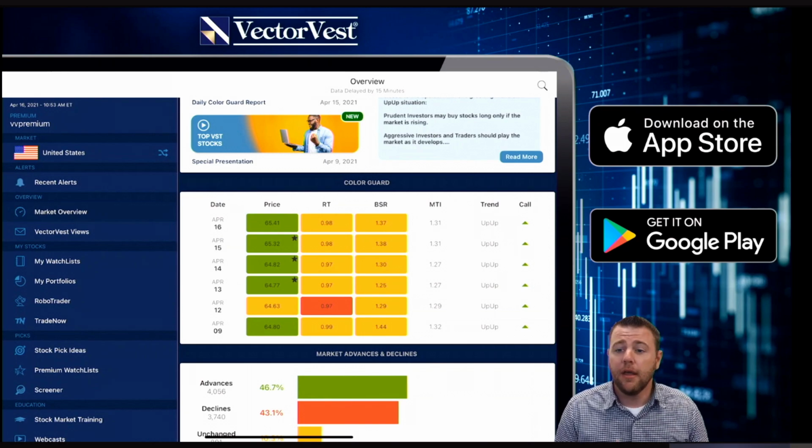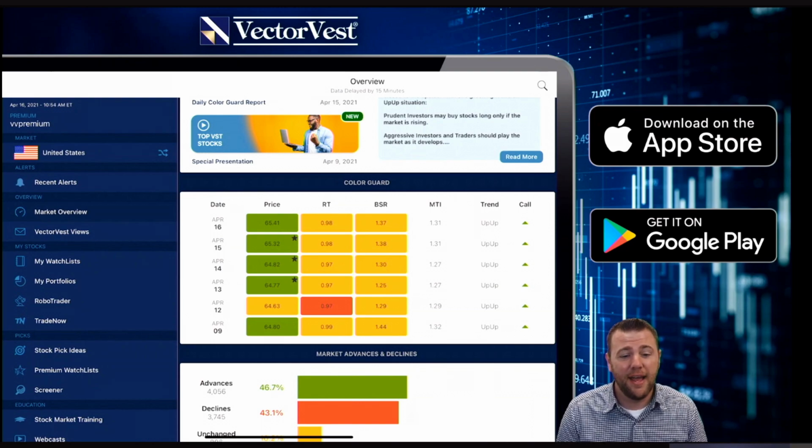So after the MTI, we then get the trend column, which shows 2 parts of the trend each and every day. The first part refers to the primary wave, or simply the weekly trend of the market. We can see it's up since the price of the VectorVest composite is higher than it was 5 trading days earlier. The second part is looking at the underlying trend, or once again, the MTI. So as long as that MTI is above 1, the second part of that trend column will be up as well.